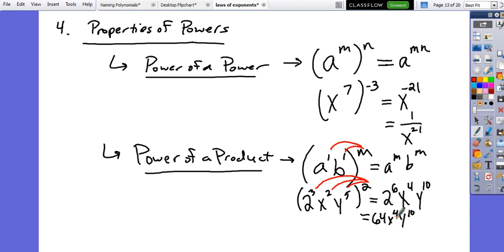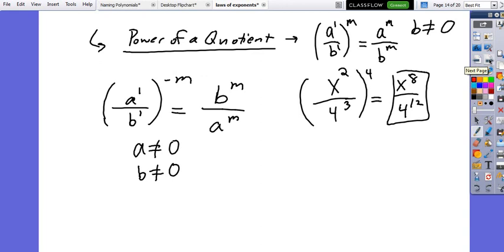Okay. The next property we'll see is the power of a quotient. So here we have a quotient inside parentheses, but we're doing the same thing. We are distributing the exponent outside the parentheses onto each of the exponents inside parentheses.